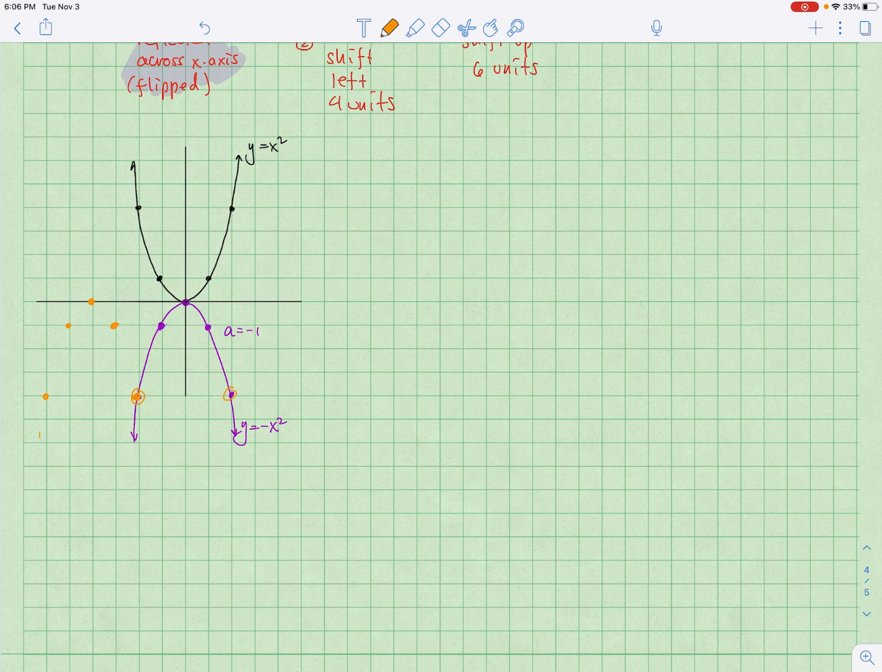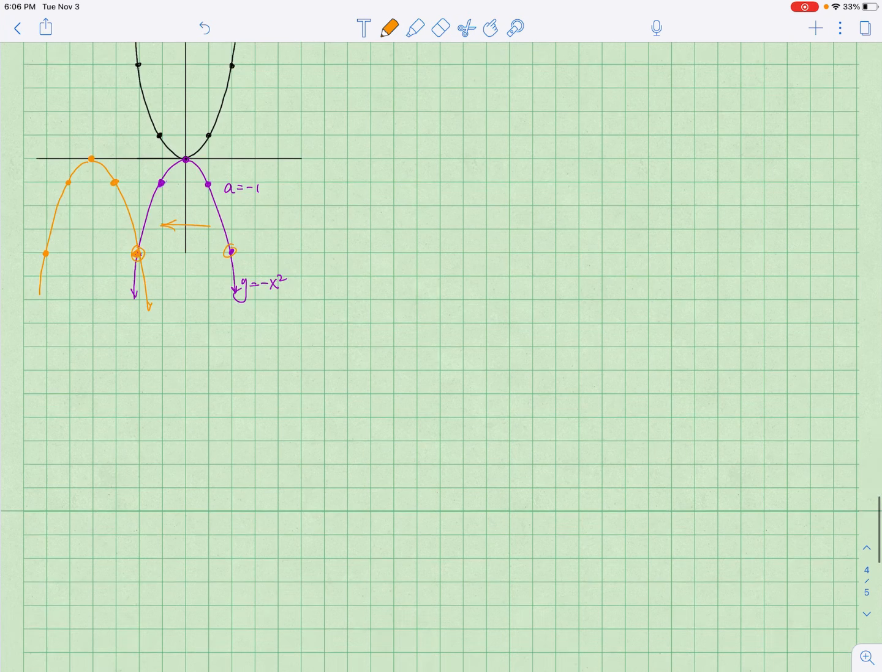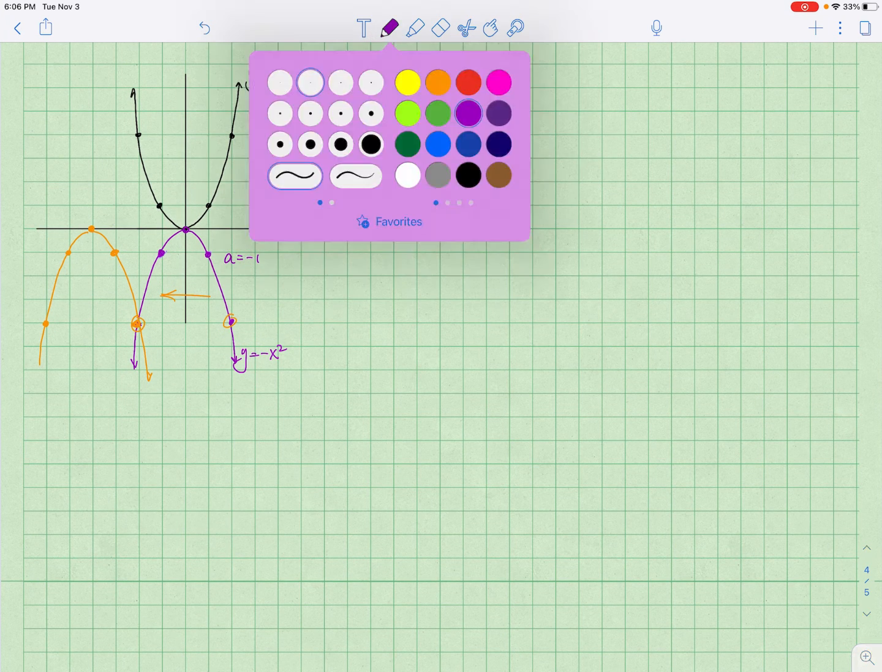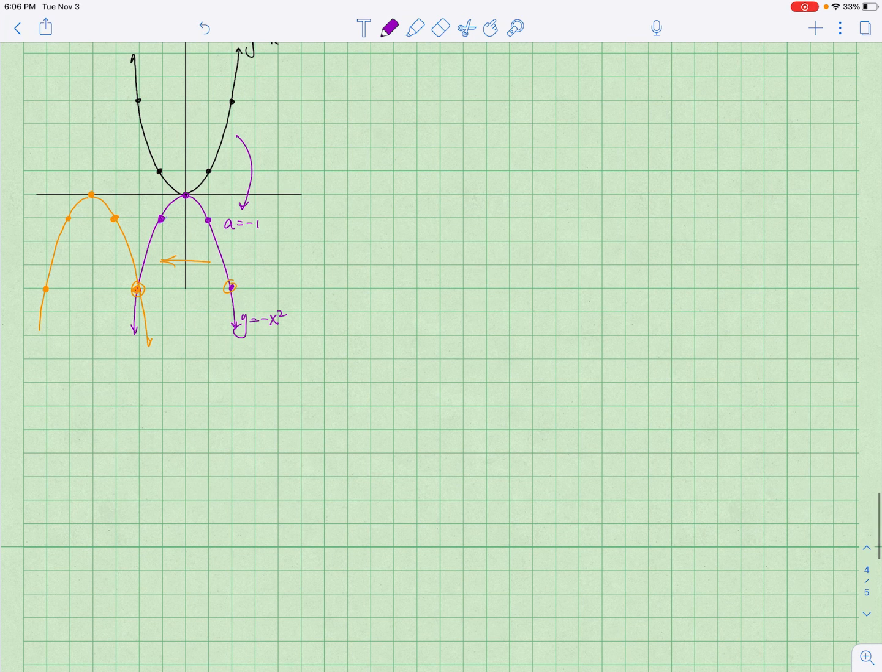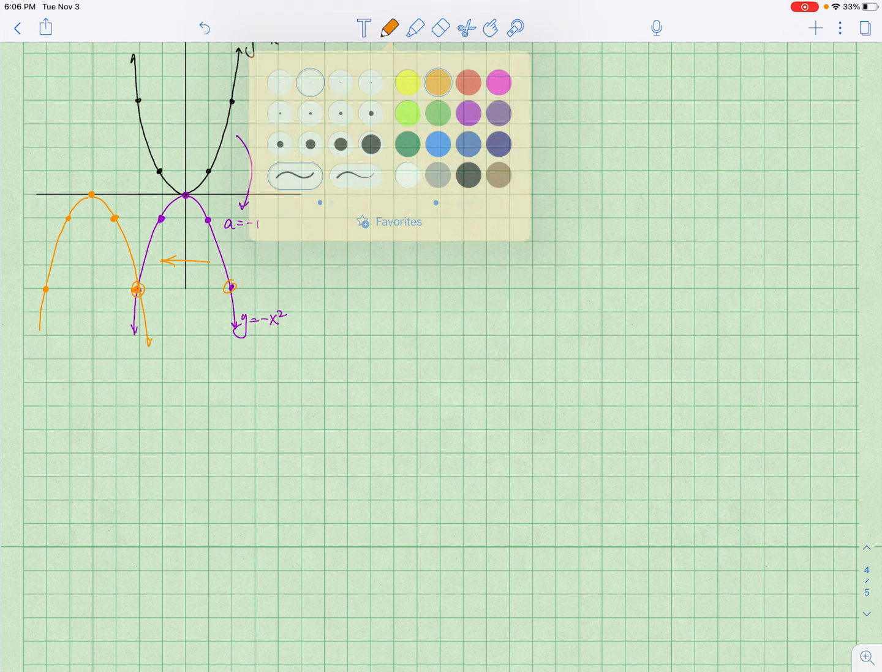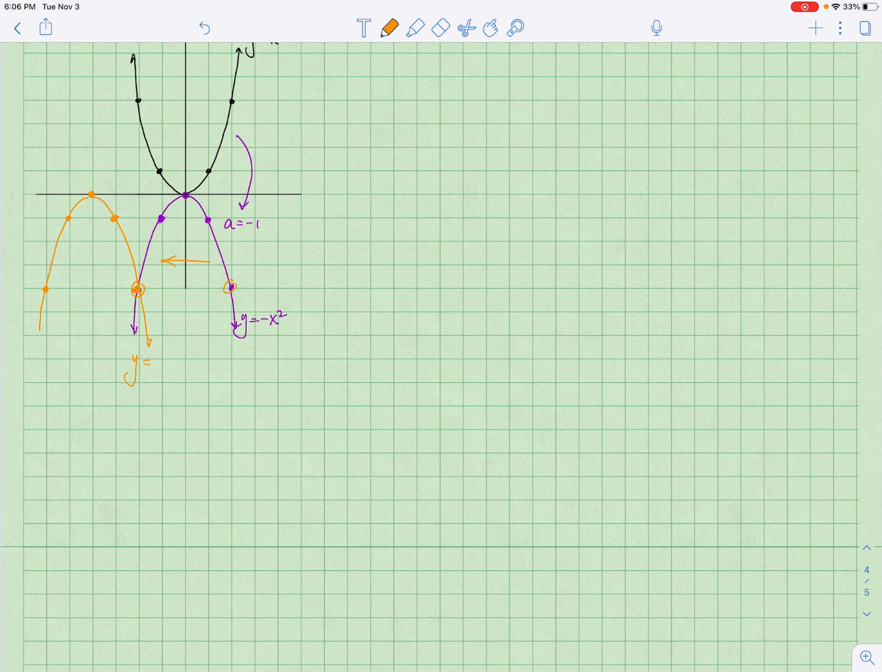And then I'm just connecting these again in a very smooth motion. Nice and smooth. And so that has then been shifted left. The first one was reflected down, then shifted left. And the orange one here is y is equal to the negative of x plus 4 squared.